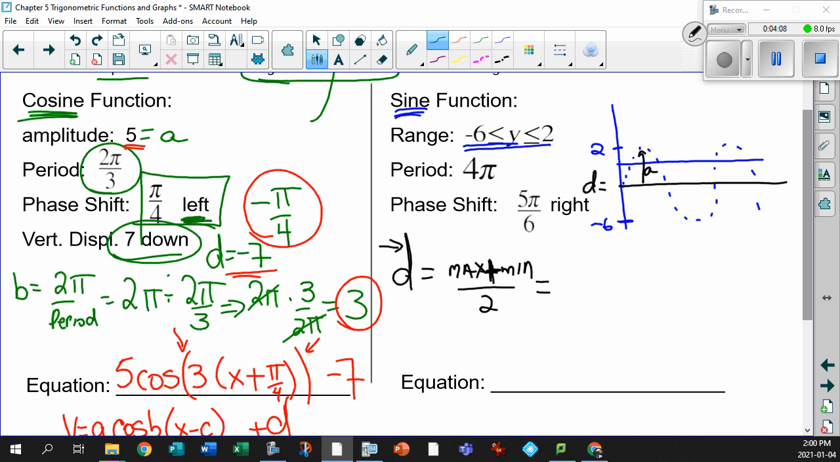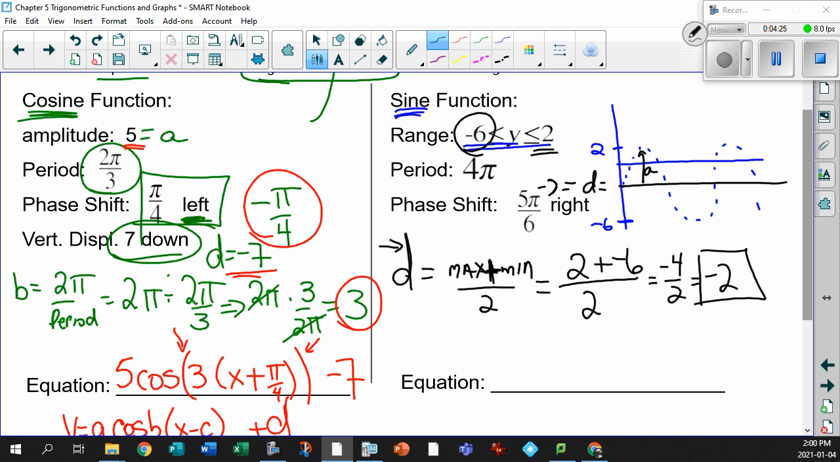All right, so let's go. So our max value is 2. Our min value is minus 6. Divide that by 2. So 2 plus minus 6 is minus 4, over 2. Our D value is minus 2. So we're down here at minus 2, but we have a maximum of 2. So how do we go from minus 2 to 2? What would our amplitude be? Well, of course, amplitude then is very simple. Our amplitude has got to be 4. From minus 2 to positive 2, we must have gone up 4. So our amplitude A has to be, in fact, 4.